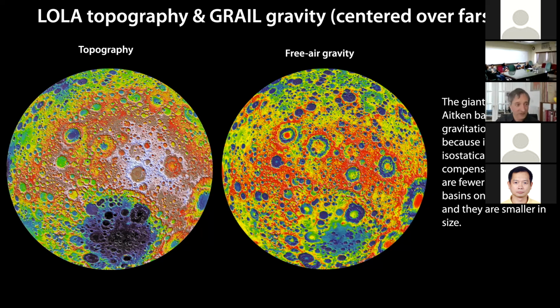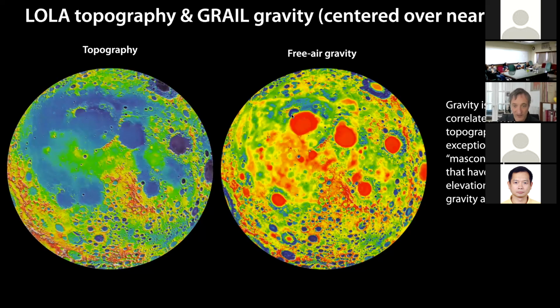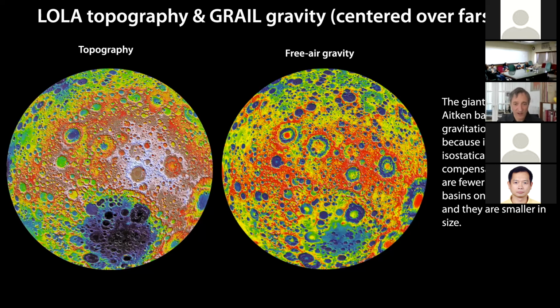Another thing to point out is that there are mascons on the far side of the moon, but the number of mascons is smaller and the size of the mascons is smaller as well. So just look here, this is the Moscoviense impact basin. There is a small mascon in its interior, but the size of this mascon is much smaller than what we see on the near side for these other basins. So this is a big question: why is the near side of the moon different than the far side? And this is something that I'll come back to later at the end of my talk.